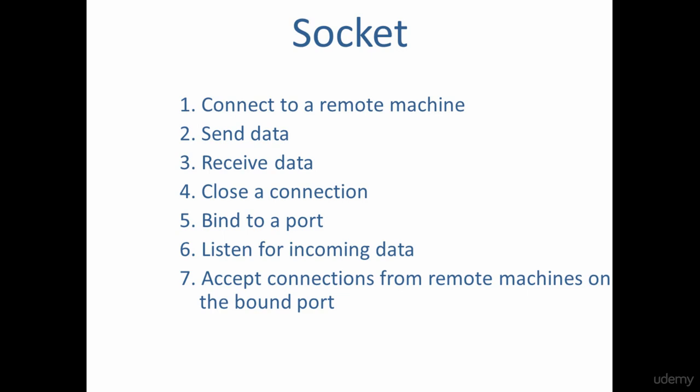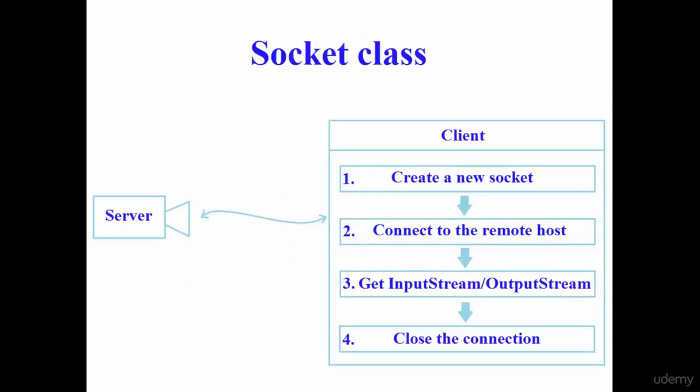It can perform 7 basic operations: connect to a remote machine, send data, receive data, close a connection, bind to a port, listen for incoming data, and accept connections from remote machines on the bound port. The socket class sits on top of a platform-dependent implementation, hiding the details of any particular system from your Java program. Java's socket class is used by both clients and servers. The socket class is part of the java.net package.